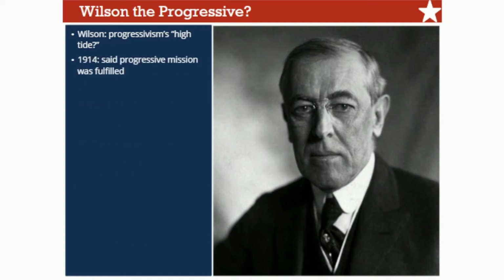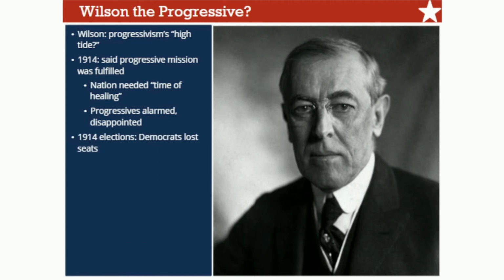In 1914, the president told the American people that the progressive movement had largely fulfilled its mission. He even said that the nation needed a time of healing. Other progressives were alarmed and disappointed. Wilson had done little to help the causes of labor unions or women's suffrage. Child labor was still legal.